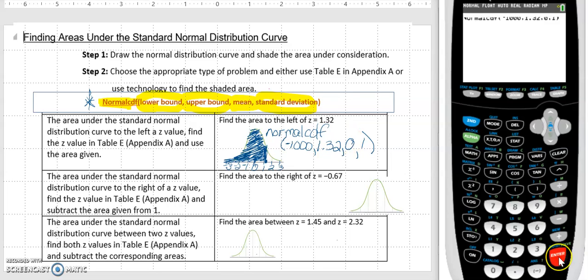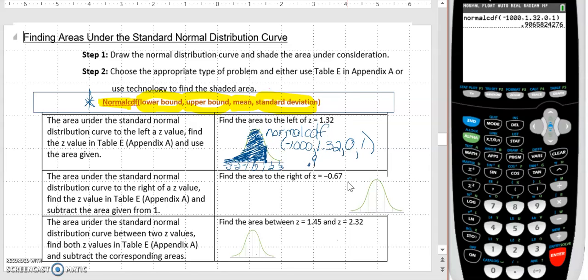So when we key in enter, it gives us the area under the curve to the left of that, which in this problem is 0.9066. I'm going to round off to 4 places. I just do that because your book usually rounds these off to 4 decimal places. So let's take the second one.